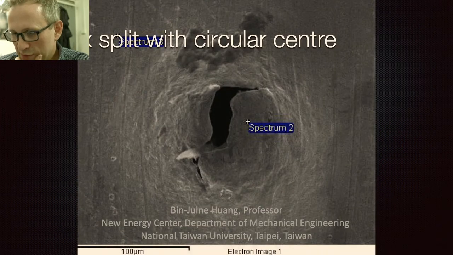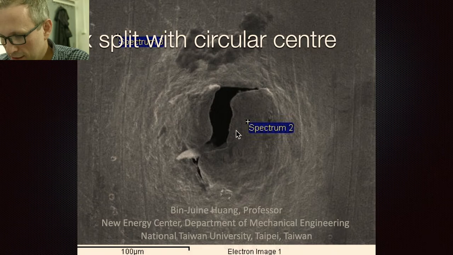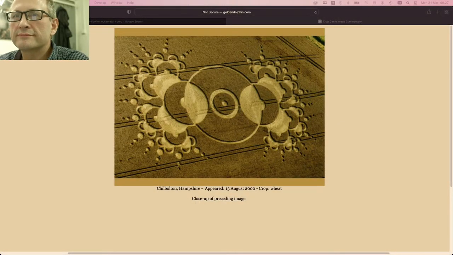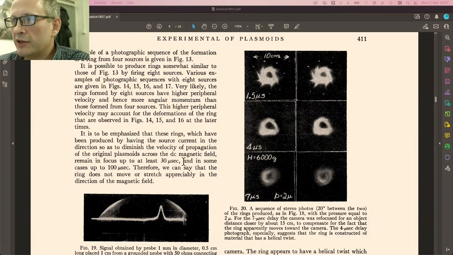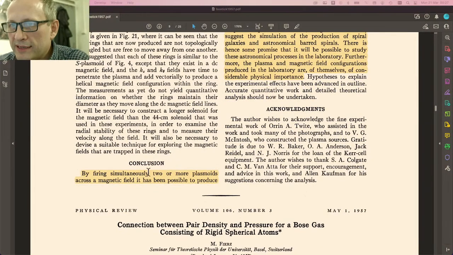And this beautiful image from Bin Zhuang Huang's work at the National Taiwan University. Okay, so back to our man. I think that's mostly what I wanted to say about that.